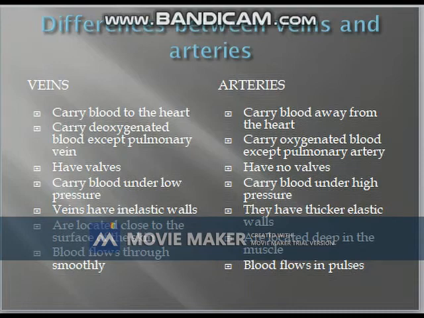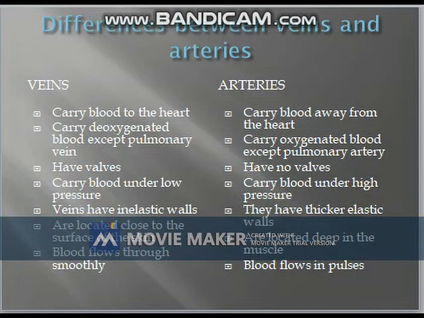Veins have inelastic walls, arteries have thicker elastic walls. Veins are located close to the surface of the skin, while arteries are located deep in the muscle. And finally, in veins, blood flows through them smoothly, whilst in arteries, blood flows in pulses.